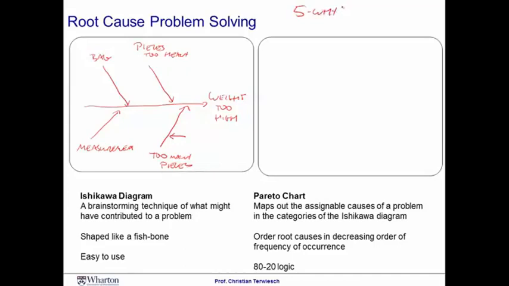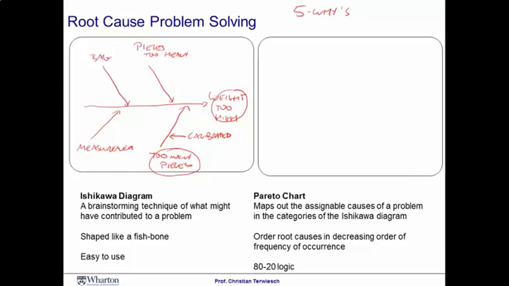When you're root cause problem solving, you keep on asking why? The bag was too heavy? Why? Well, there were too many pieces in there. Why? Well, the machine that was putting the pieces in was poorly calibrated. Why? And so on, until you really get to the root cause. Now you notice there's no rocket science involved in these diagrams, it's just a useful brainstorming technique.